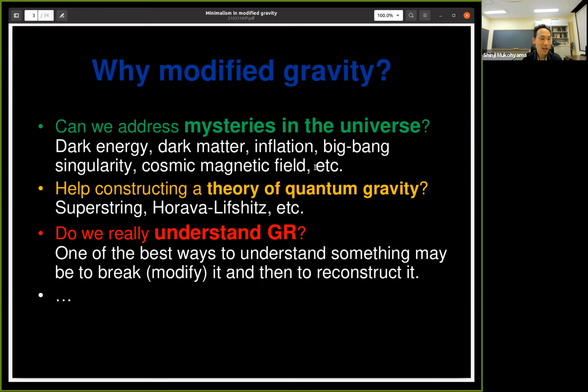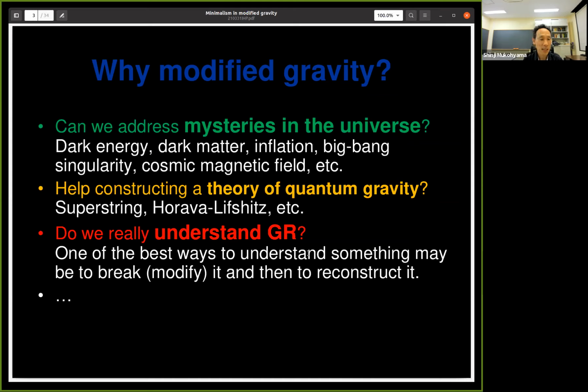And the second, it would be great if we can help construct a theory of quantum gravity. Superstring theory or Horava-Lifshitz gravity are such examples. And also, modified gravity may help understanding GR itself. After all, one of the best ways to understand something may be just to break it and then reconstruct it. So also, modified gravity can help testing GR.